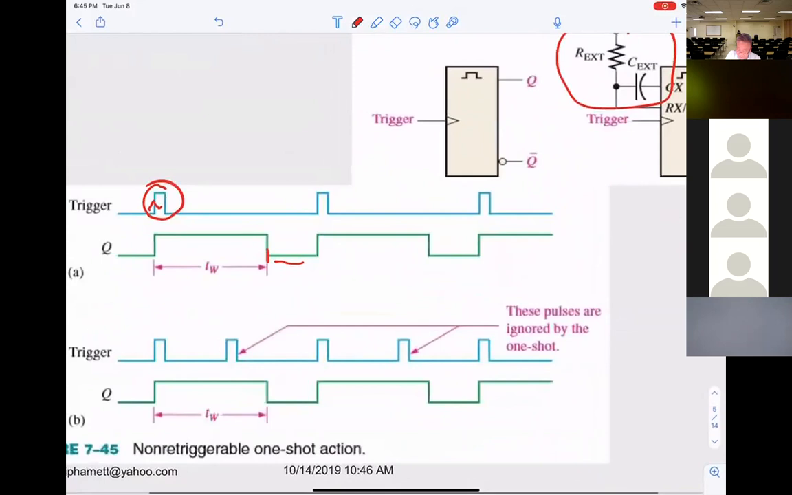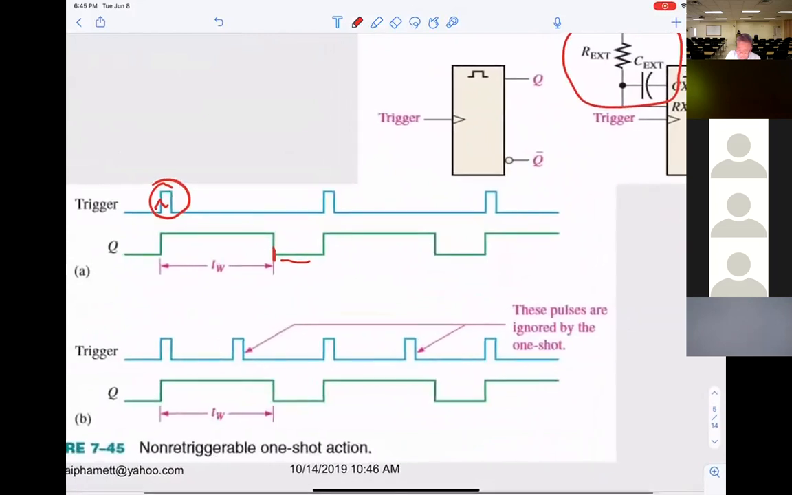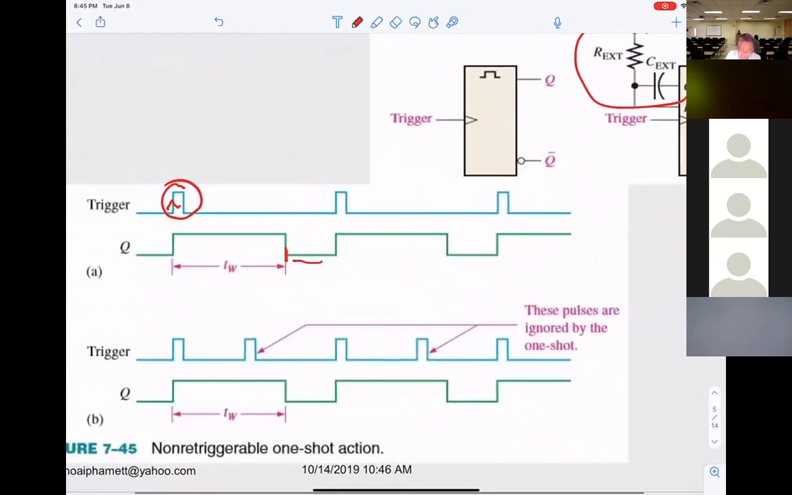Here they say these pulses are ignored by the one shot. So the first one here, you get the trigger, but this is longer than the time of the pulse. So that's why they ignore that one.